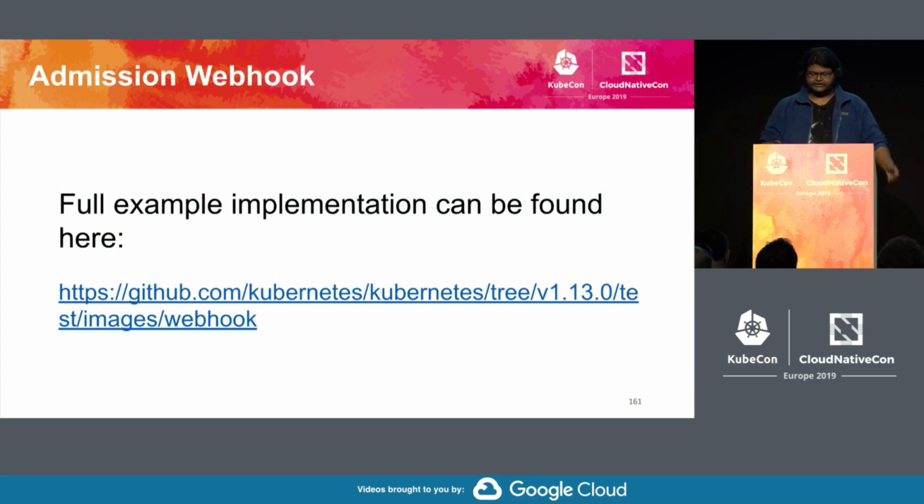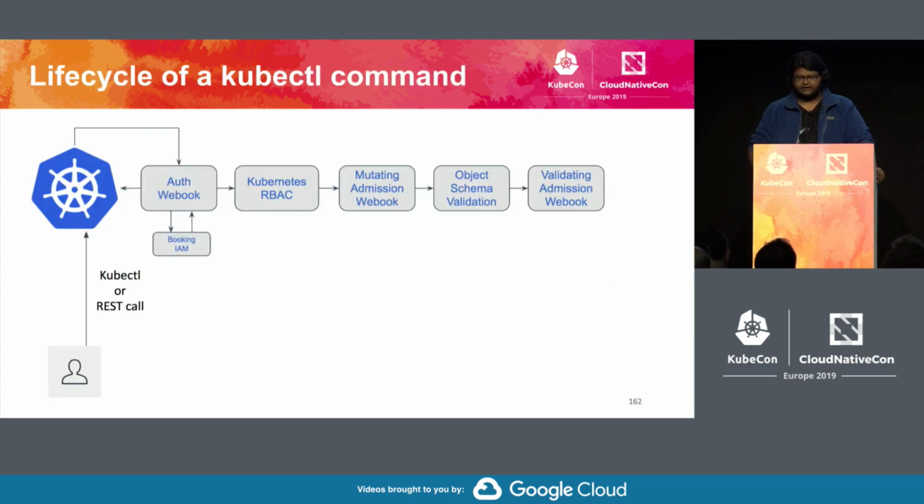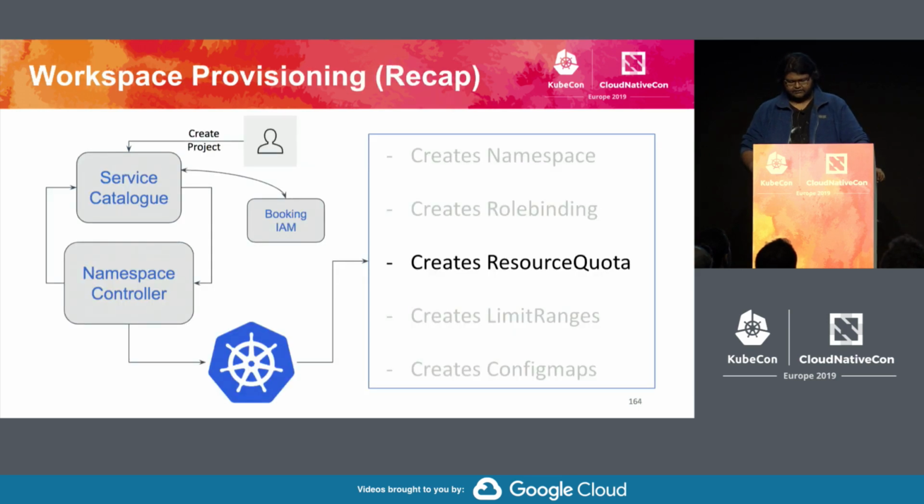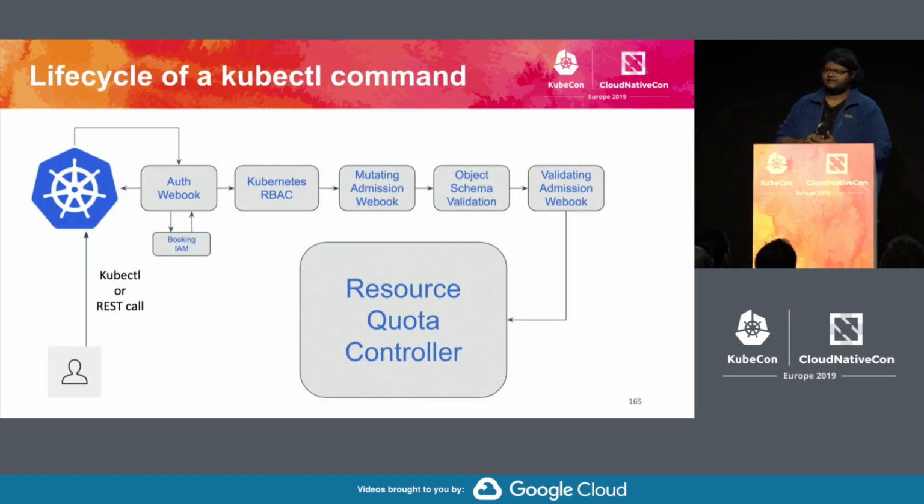A full example implementation of Kubernetes validating and mutating admission webhook can be found in this link if you want to go through it. After passing through validating admission webhook, the request actually goes through resource quota controller, which is the last admission control that happens in Kubernetes admission controller. So a quick recap: our automation actually created a resource quota object in the namespace, right? So based on that, resource quota controller will see if it can sustain one more pod in this namespace or not. If it can, then it will allow this request, but if it cannot, then it will reject the request saying, you are out of quota, you cannot create a new pod in this namespace right now.